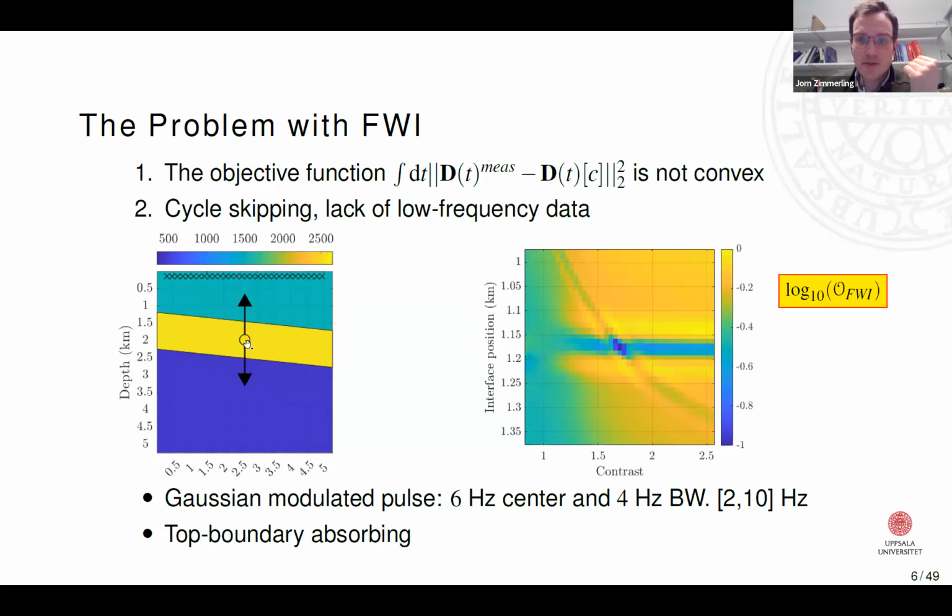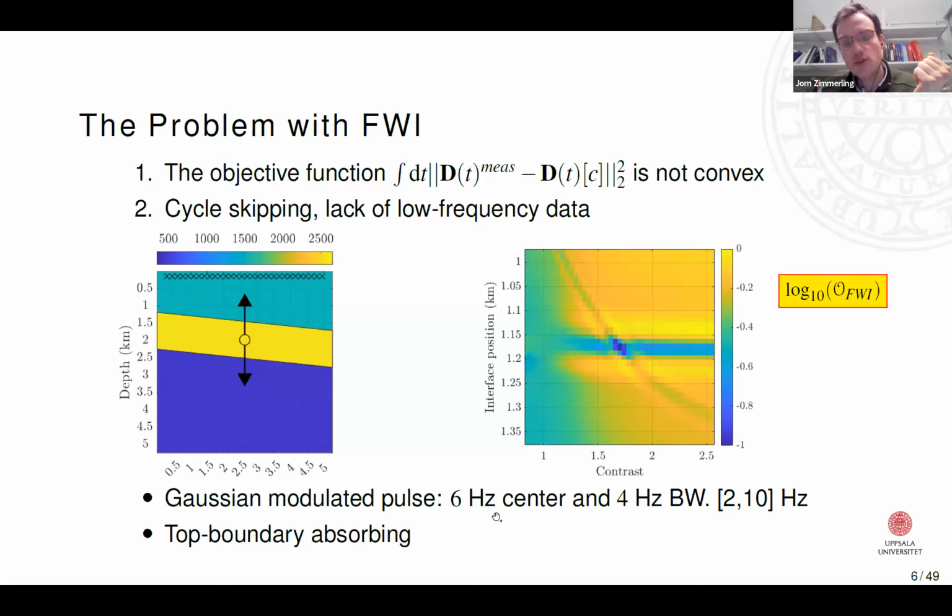Let's say we want to know the speed of the layer and we want to know the location of the layer. If we plot the objective function, here I plotted the logarithm of this objective function for a bunch of interface positions and for a bunch of contrasts. In the middle, we see the minimum that we would like to achieve, but you can already see that this objective function is quite oscillatory, and you can find many starting locations for which you will not end up in the global minimum because of this cycle skipping.